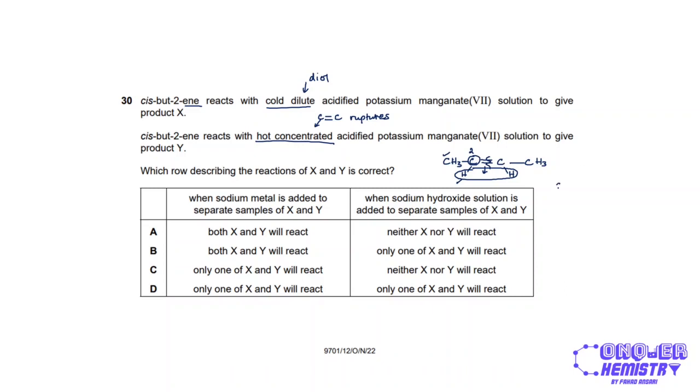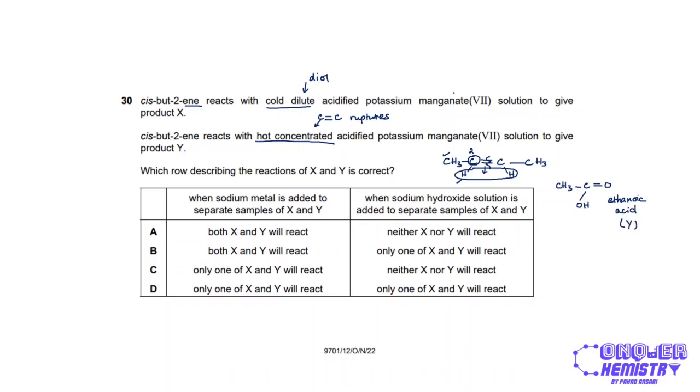And that carboxylic acid ends up being ethanoic acid. So this CH3C now will form a double bond with an oxygen, and it'll form a bond with an OH eventually. So this is ethanoic acid on both sides. So that is actually going to be your product Y.